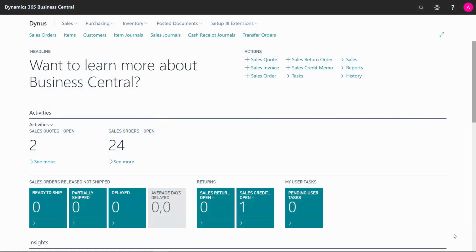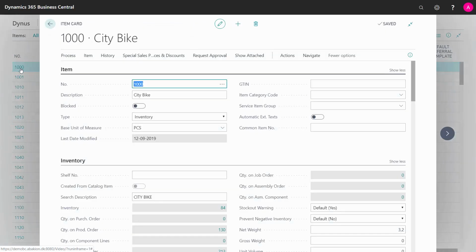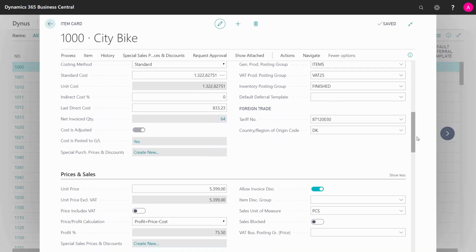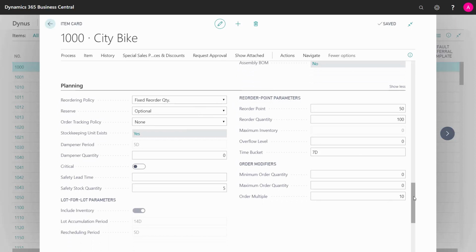I will try to explain how to select a reordering policy that fits the item. So in my Business Central solution, I would have many different item numbers, of course, some of them being cheap, some of them being expensive, some of them being predictable, some of them being influenced by season, etc. And on my planning tab, I could select 4 different reordering policies, and I'll just run through those to explain what they're doing.